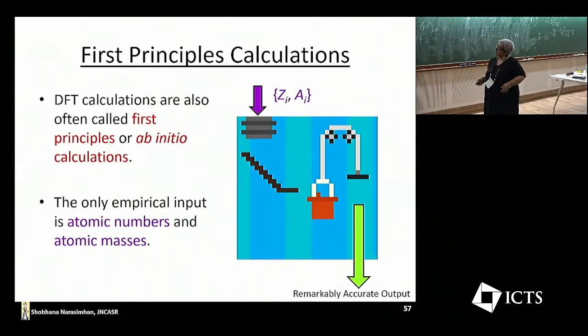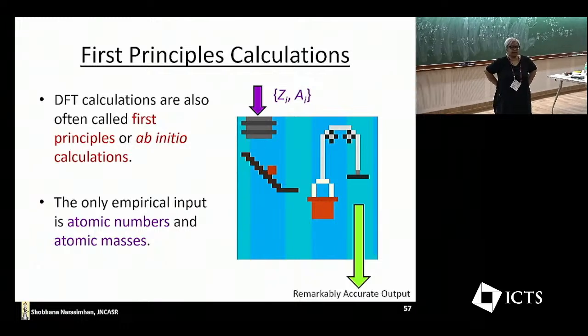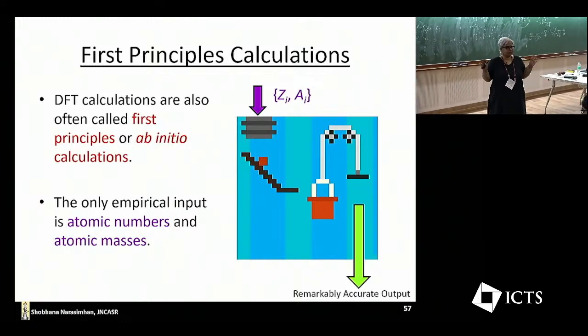Okay, so DFT calculations are also called first principles or ab initio calculations. The reason is the only input into your calculation is atomic numbers and atomic masses. So I want to tell you that this is quite a remarkable thing, because usually when people used to do calculations, they will take some experimental input, and then using that experimental observation, they will try to calculate something else. Like, for example, you may know the bulk modulus of a solid, and using your known answer for the bulk modulus, you may try to calculate the vibrational frequencies of atoms in that solid or something like that.